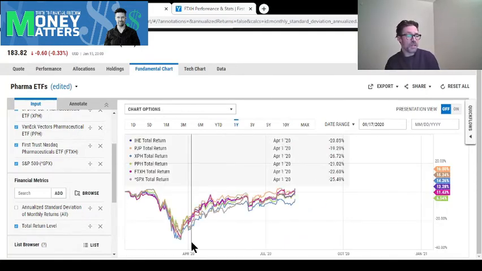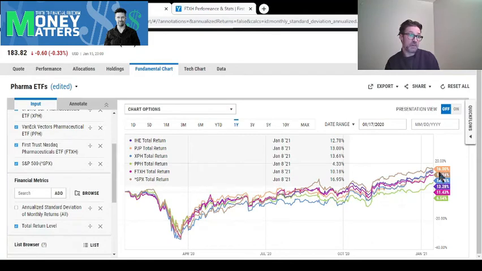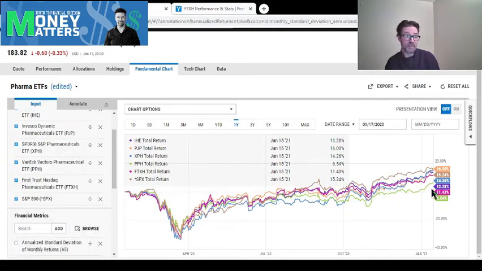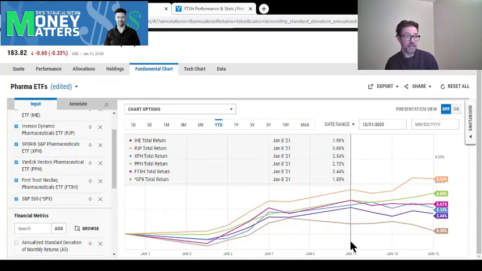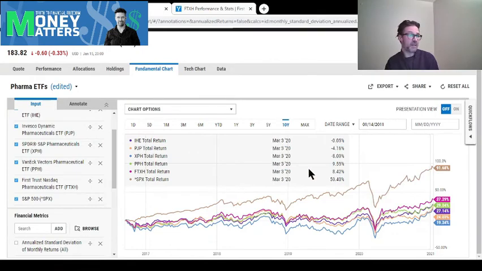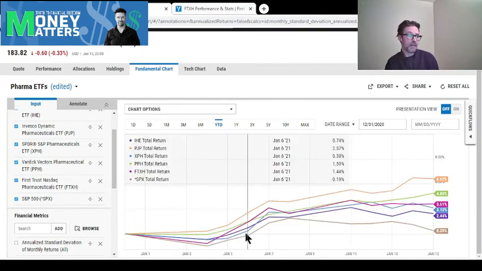If we look at over 1 year, PJP has performed better than the S&P 500 over the past year, and the third best, which is XPH, the S&P Pharmaceuticals ETF, is very close to the S&P 500. If you look at just January, the pharmaceutical industry has outperformed the S&P 500. If we look long term, pharma has been lagging behind, but if you look at the more recent trend, you can see that pharma has actually been doing better than the S&P 500. So there you go, folks.